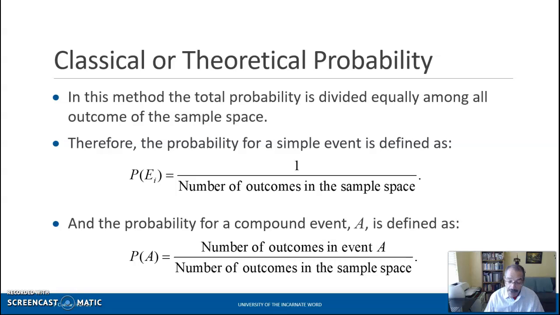Now, if you have a compound event, when you have multiple outcomes, then the probability of that event will be the number of outcomes in that event divided by the number of outcomes in the sample space. All right, let's look at some examples of this.